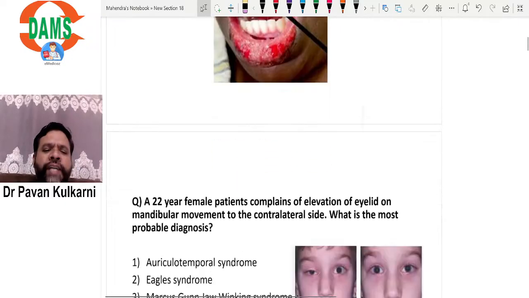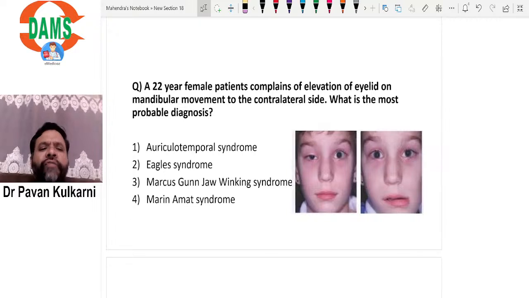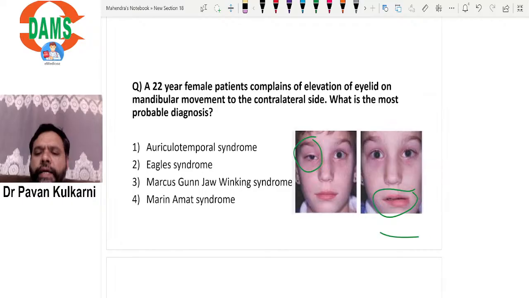Okay, moving on to the next question. A 22-year-old female patient complains of elevation of the eyelid on mandibular movement to the contralateral side. What is the most probable diagnosis? You can see the two images here. In the first image, there is a ptosis. What is ptosis? The elevation of the eyelid. Along with that, you can see the mandibular movement is to the opposite side.